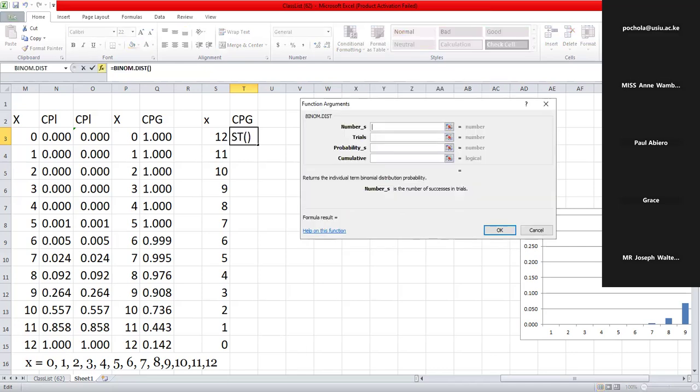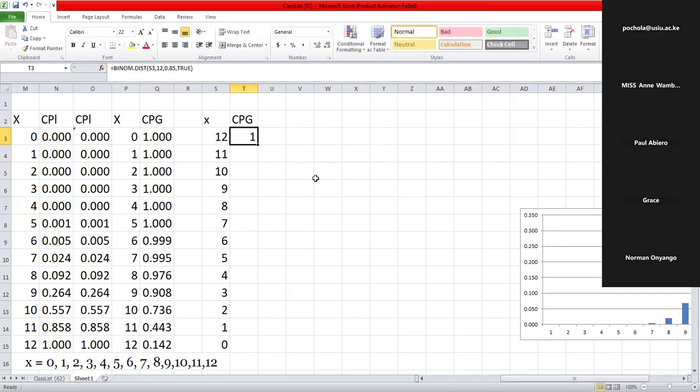Come here. The first value is a cell reference, which is 12 here. The number of trials, of course, is 12. The probability of success here is what? The probability of success here is 0.85. Then I want cumulative true. And that's the first value of x. First one there. Then I come down here.